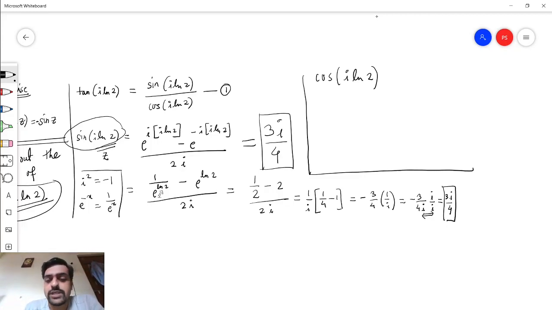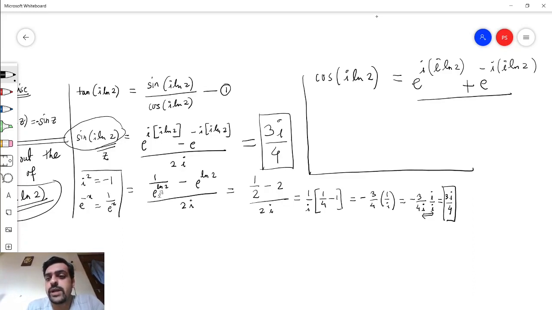Again, we will follow the same method. Cos of i log 2 would be e raised to i times i log 2 plus e raised to minus i times i log 2, whole divided by 2. So using the same approach, we have i into i becomes i squared, which gives a minus sign.